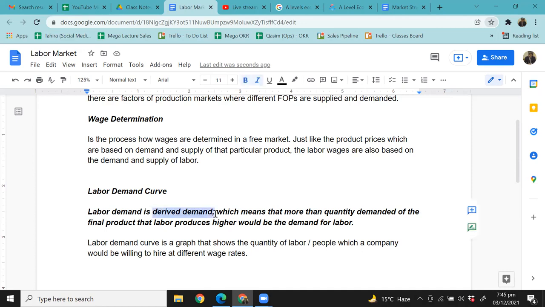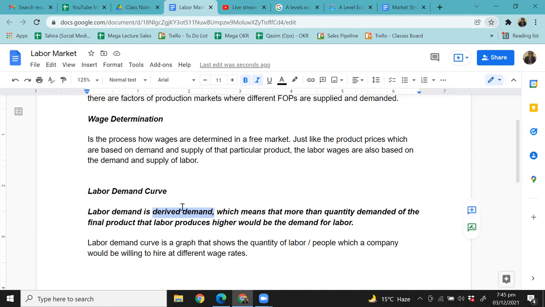Similarly, how do schools determine how many teachers to hire? How do online teaching platforms determine how many teachers to hire? That's only based on how many students you have. So if a school is getting more students, then they will want to have more teachers to accommodate those students. Similarly, if a hospital is getting more patients, then you'll want to have more doctors to look after those patients.